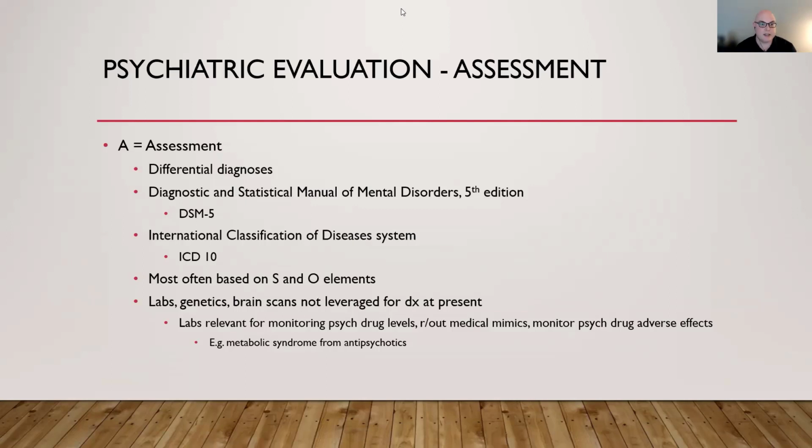Again, these diagnoses are based on the subjective and objective elements. As I mentioned before, we're not using a lot in terms of labs, genetics, brain scans to make a diagnosis. So be very clear, we use those in psychiatry as adjuncts, but we don't yet have the blood test where I can look at your blood and say, you have generalized anxiety disorder. We're not there yet. Again, the EEG, the electroencephalogram, there's some pretty exciting work being done in that area. But still, we make our diagnoses by the subjective and the objective elements of the patient interview.